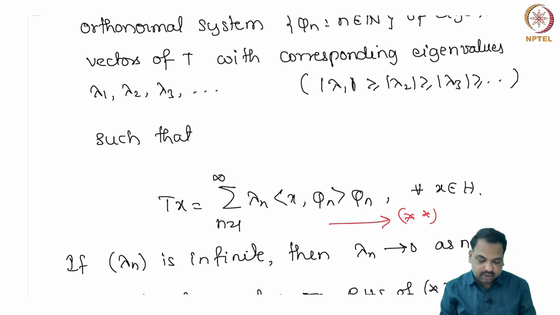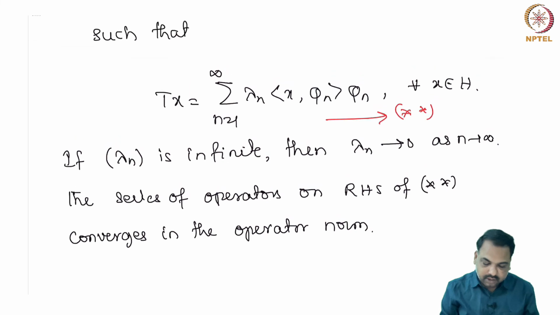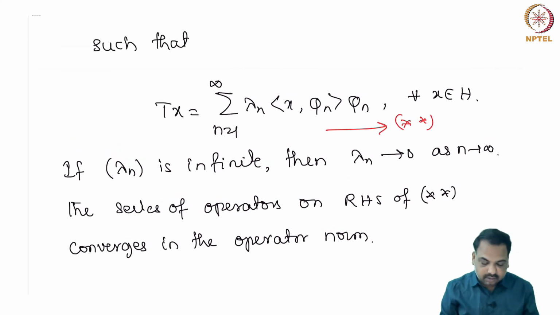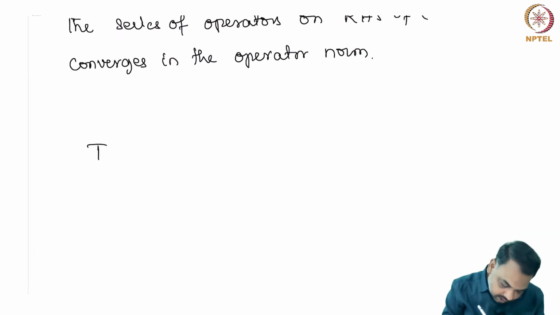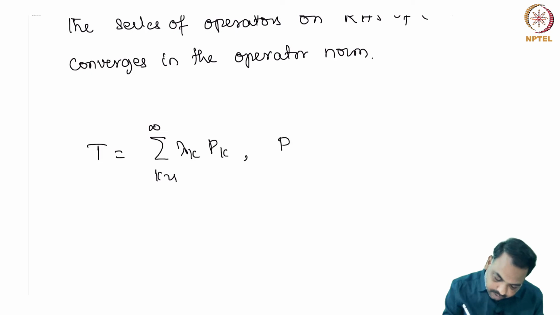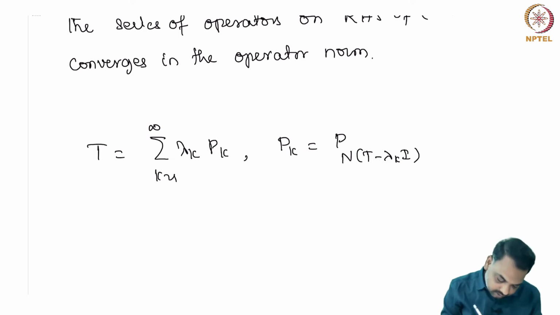Okay, the proof is the same actually. Now here also we can write the representation of T in terms of the orthogonal projections. So we can write T as the summation of lambda k Pk, where k equals 1 to infinity. Pk is nothing but the projection onto the null space of T minus lambda k I, and each non-zero eigenvalue has finite multiplicity, in the sense that the dimension of the null space of T minus lambda k I is finite.